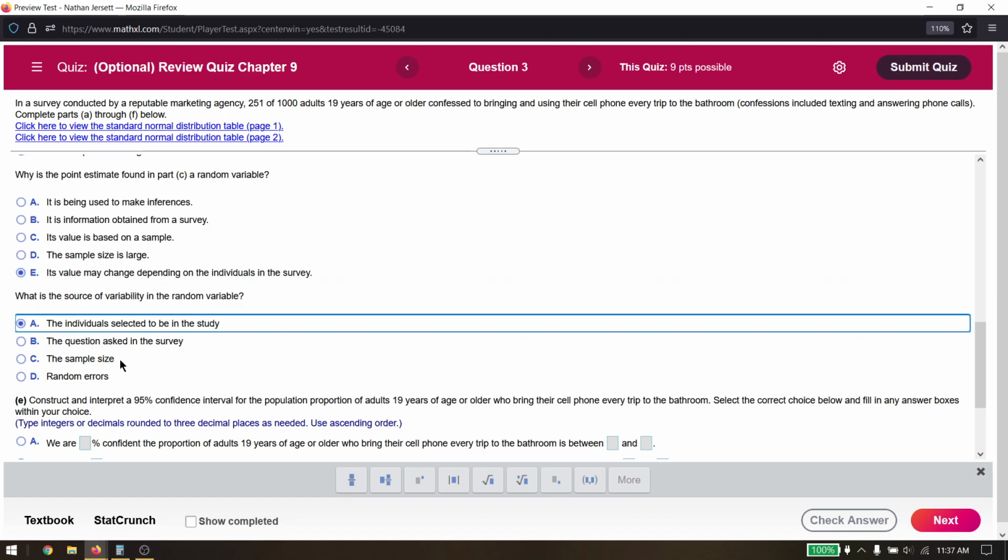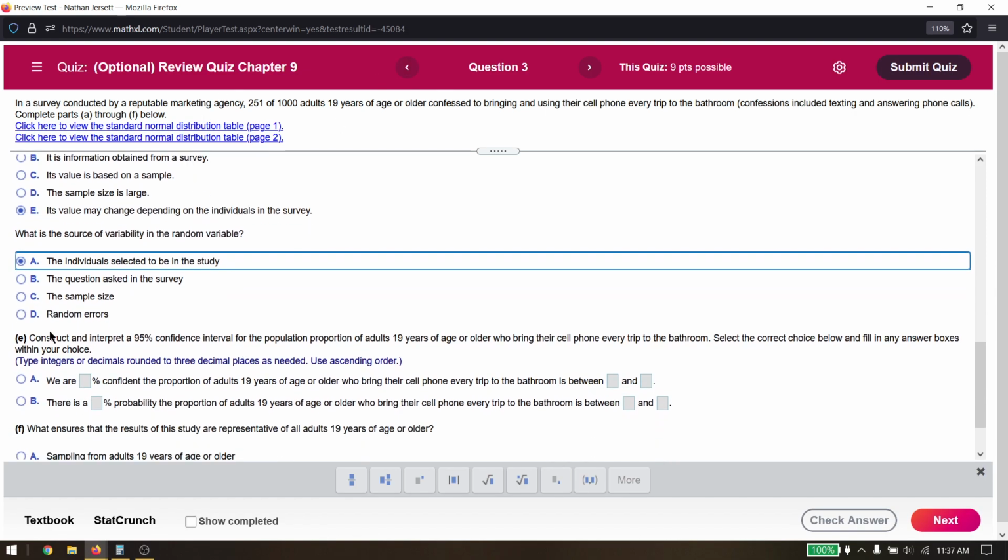The sample size, you could kind of estimate that if you had more sample size, the proportion would still be the same. And random errors, that shouldn't be a part of the survey. It's really about the individuals.